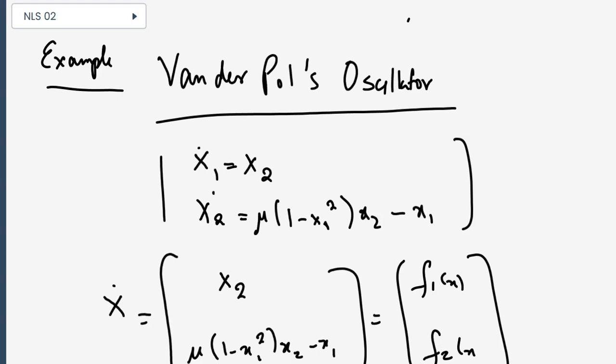Fine. And mu (1 minus x1 square) x2 minus x1 is equal to 0. Since x2 is already 0, that means x1 is also equal to 0. So the operating point is 0, 0. Fine. Now we need to find out the A matrix and the B matrix of this system.